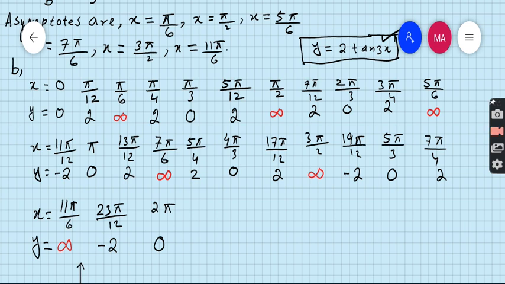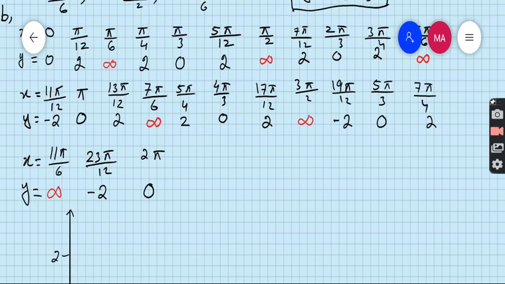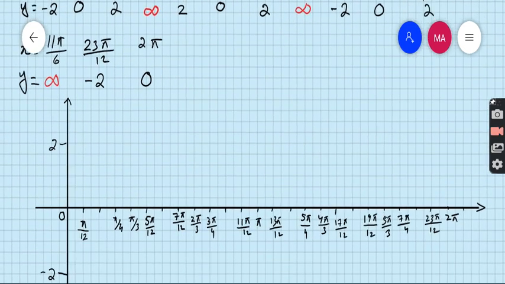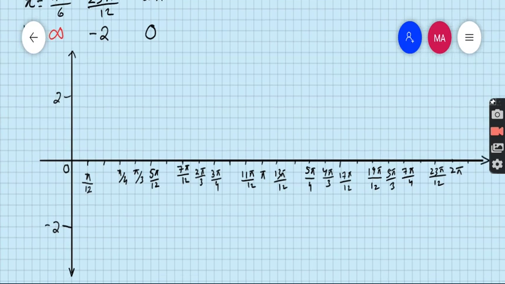Similarly, you have to find all values: 2, 0, 2, infinity, 2, 0, 2, infinity, minus 2, 0, 2, infinity, 2, 0, 2, infinity, minus 2, 0, 2, infinity, minus 2, 0. So this is your table. Now draw the x and y axes. You can see the maximum value is 2 and the minimum value is minus 2. So I took on the x axis 2 small squares as pi by 12.